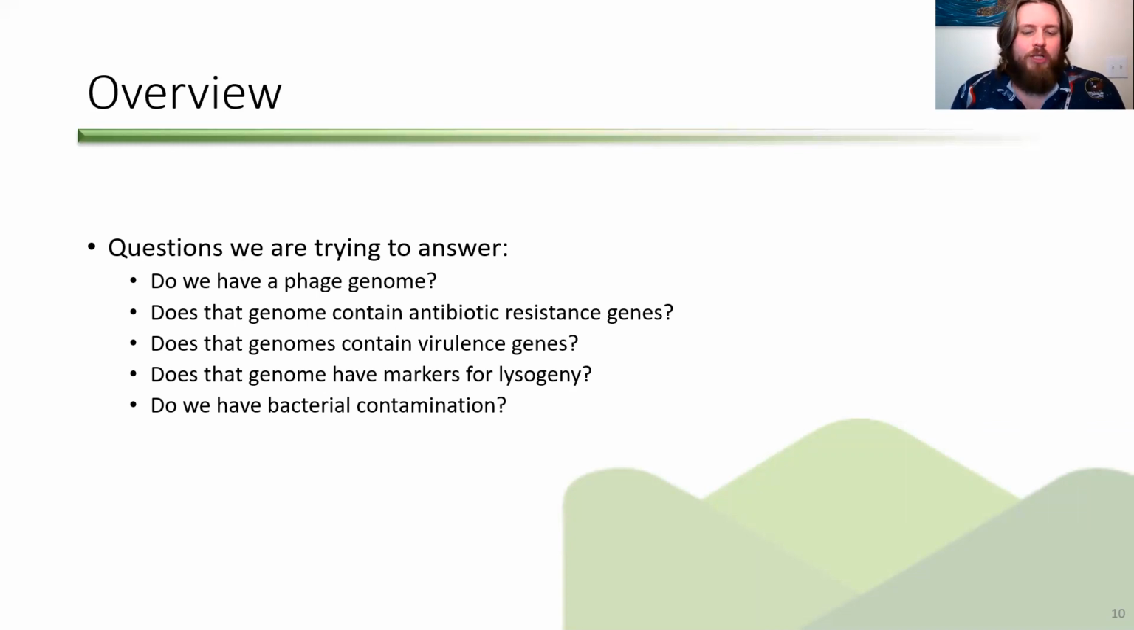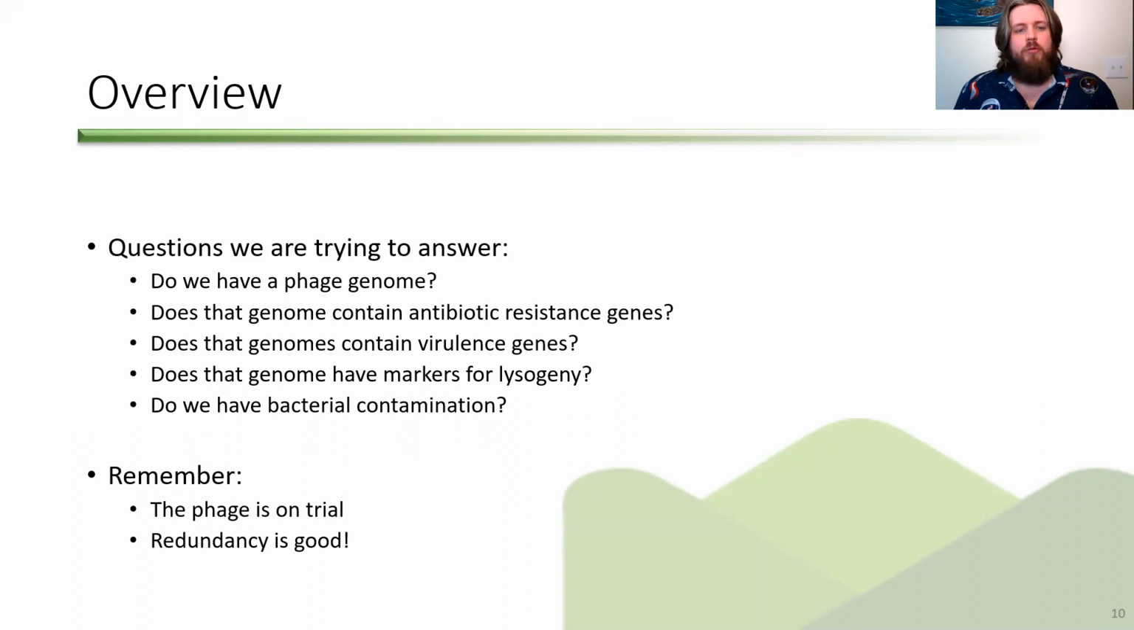Then we want to start asking questions that I went over, like, does the genome contain antibiotic resistance genes? Does it contain virulence genes? Does it contain markers for the lysogenic cycle? And also, and this touches on the point I talked about before, do we have bacterial contamination? And the bacterial contamination one's kind of easy to answer. It's really how many of the reads you get back map to bacteria versus phage. So I'm not really going to talk about that much in this video.